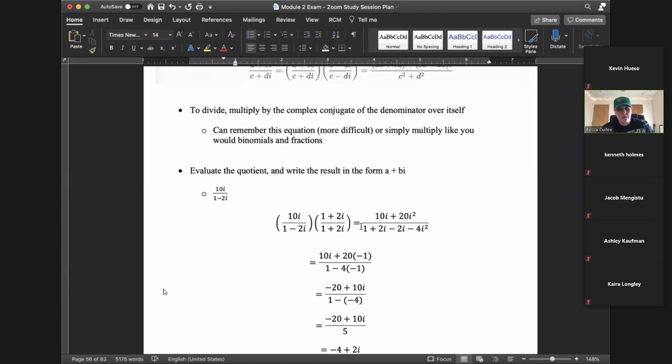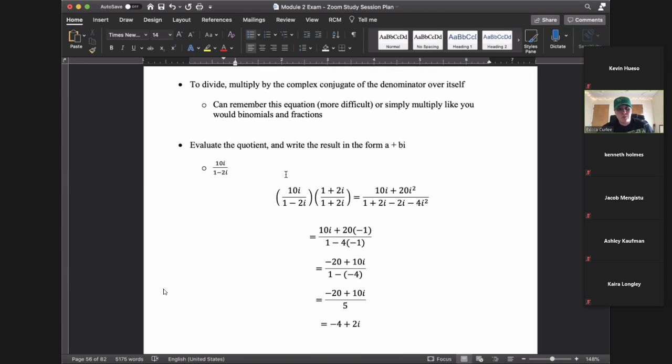So we'll just try one real quick. Evaluate the quotient and write the result in the form a plus bi. So we've got 10i over 1 minus 2i. So we know that we're going to have to multiply it by 1 plus 2i over 1 plus 2i. And then you can multiply fractions. With fractions, you multiply across.